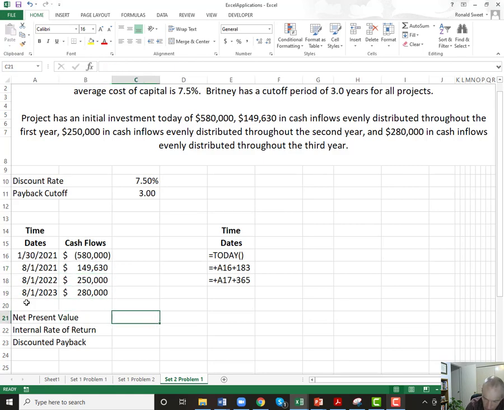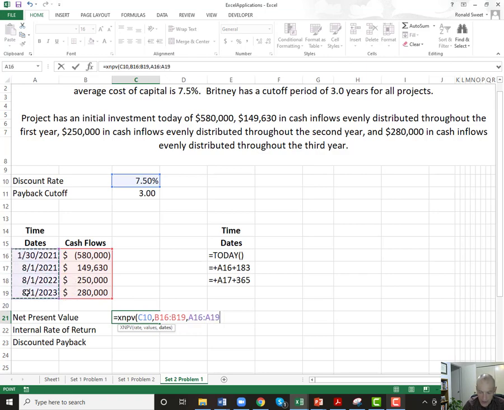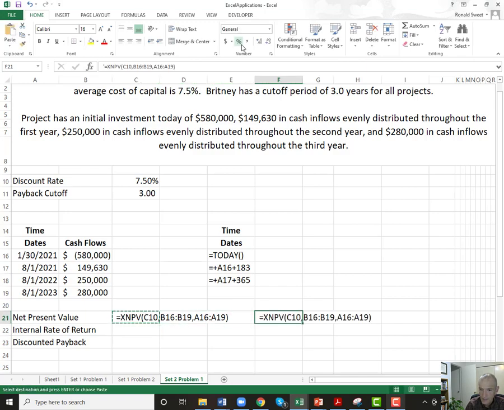All right, so here what we're actually going to do is let Bill Gates do the work for us. We're going to do net present value, but we're going to do net present value X. So it's XNPV. And Bill Gates tells you what you need. You need the rate, there's our rate right there. We need the values, there's the values right there. And we need the dates, there's the dates right there. Hit Enter, dollar sign, and there you have it. So let me put that formula over there so you can see it.